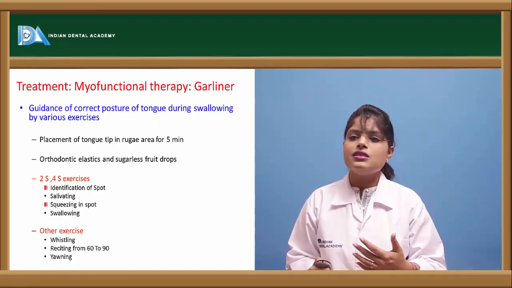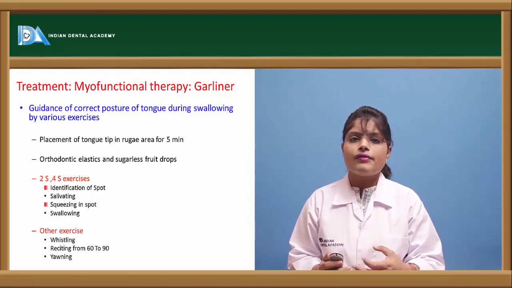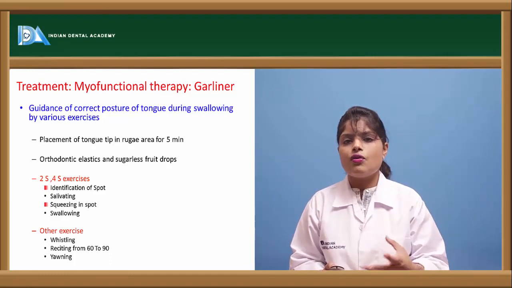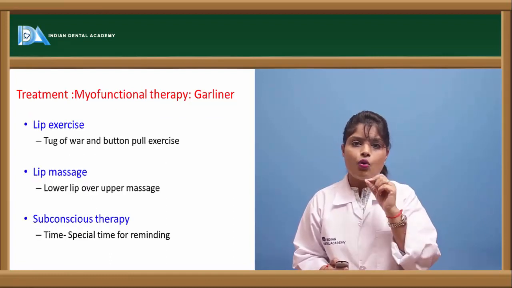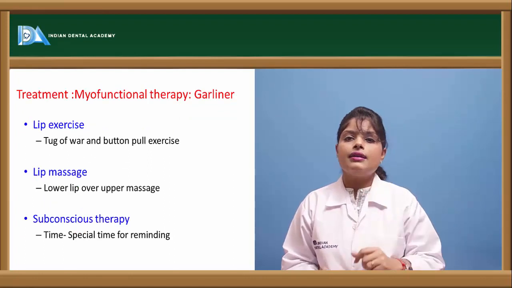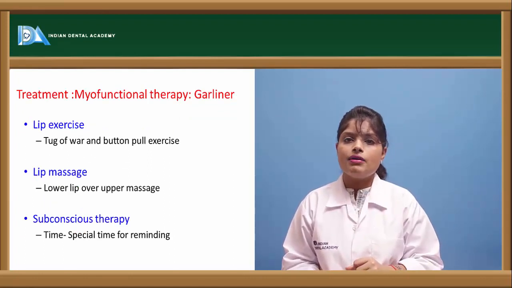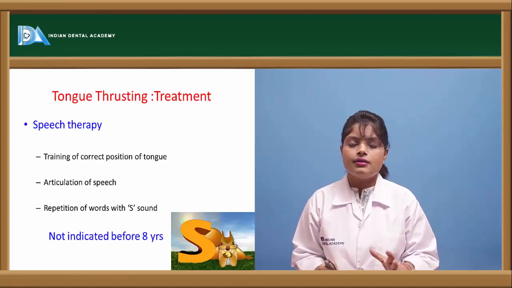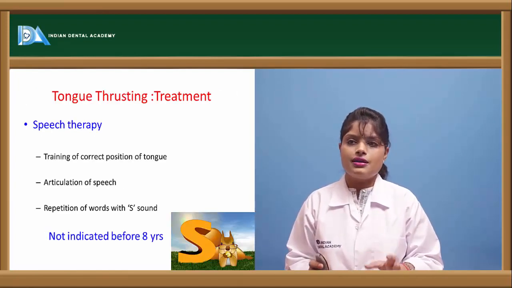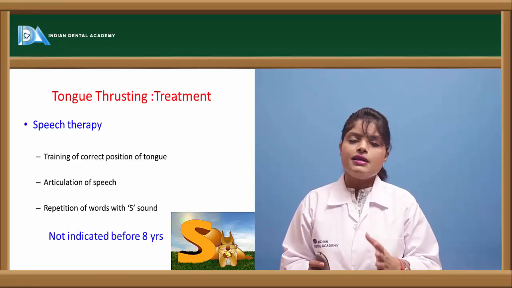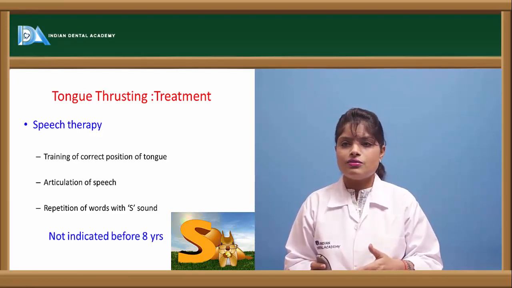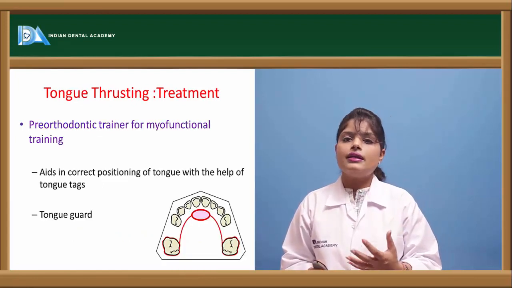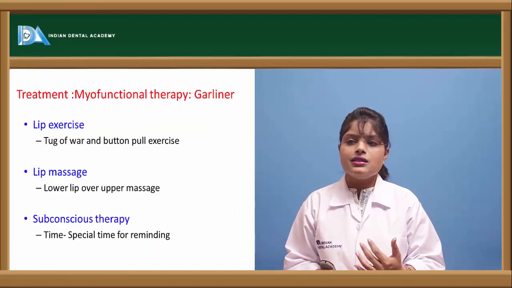Then we also teach the children to whistle or recite 40 to 50, then yawning. 2S and 4S exercises are there, and holding a button between the two lips, then pushing the lower lip above the upper lip, and other subconscious therapy of preventing the thumb or the tongue from thrusting in between. Then speech therapy is given to children who have defective speech for the correct posture of the tongue in the mouth. It is generally not indicated below 8 years.